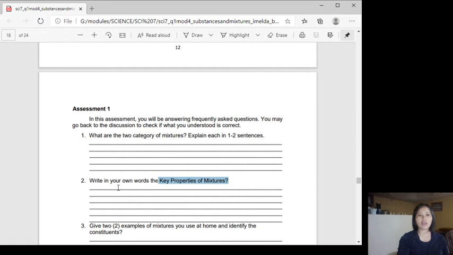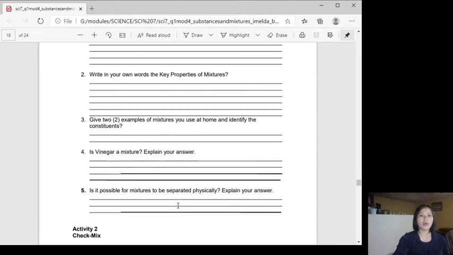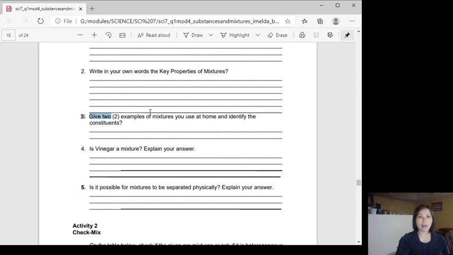Number 2, what are the key properties of mixtures? We already reviewed those. You just write the key properties. It is not supposed to be so long because they are important properties. It says they're key properties of mixtures only. Okay, next, you are going to give 2 examples of mixtures that you use at home and identify the components.